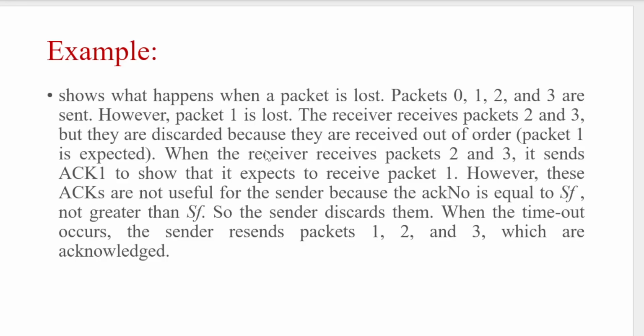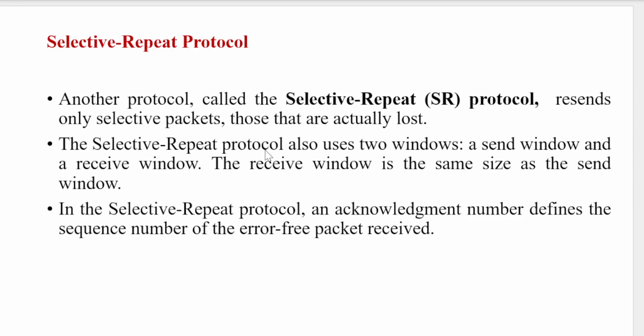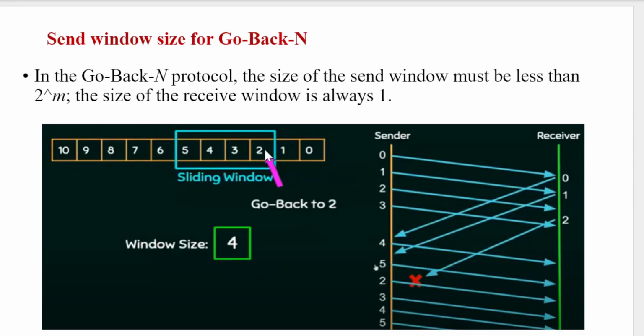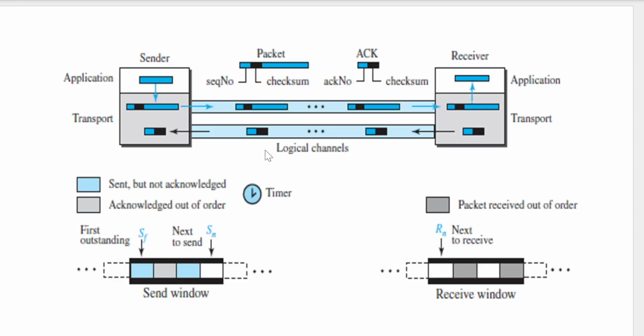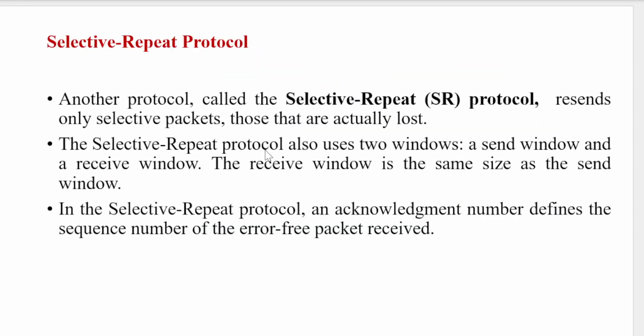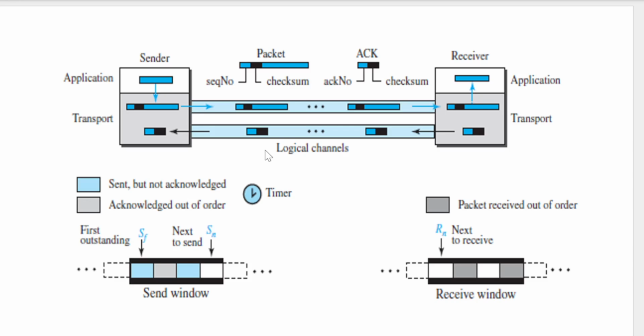Here you can see the example, and the next one is selective repeat protocol. This go back N protocol and selective repeat protocol are typical kinds of sliding window protocols. There is a very slight difference in the selective repeat protocol. Here you can see that.